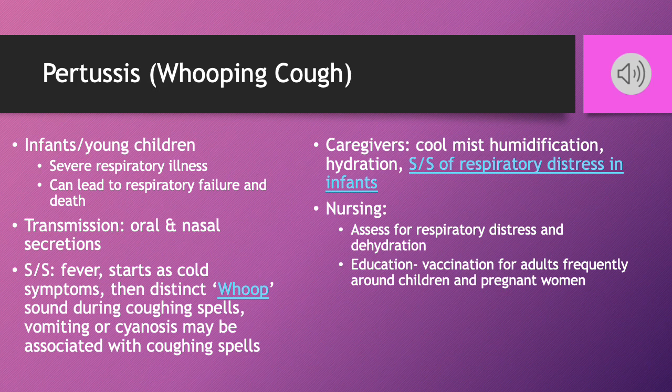Caregivers can provide cool mist humidification at home, and they really need to be educated on the signs and symptoms of respiratory distress in infants. There's also a video on the slide that shows you the different signs and symptoms of respiratory distress, just as a reminder. A child hospitalized with pertussis would be placed on droplet precautions, and it's really important to offer reassurance to the child and family because these coughing episodes can be very scary.